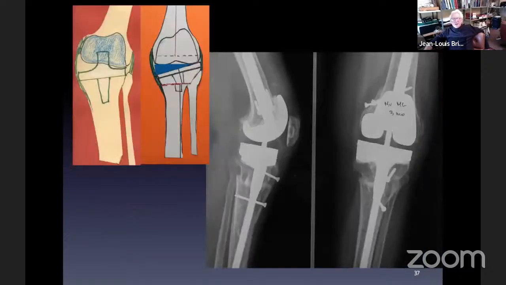So we decided to correct the laxity here with a bone augment, and then we had to correct the tibia valgum, and that was perfectly okay. Next.